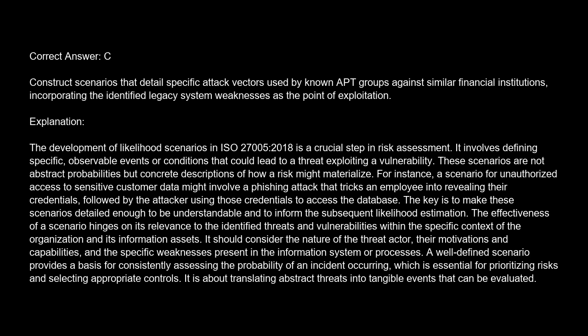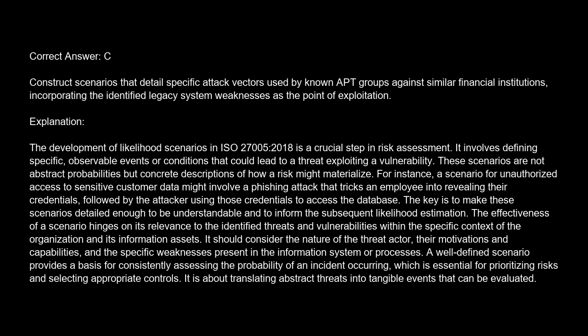It involves defining specific, observable events or conditions that could lead to a threat exploiting a vulnerability. These scenarios are not abstract probabilities, but concrete descriptions of how a risk might materialize. For instance, a scenario for unauthorized access to sensitive customer data might involve a phishing attack that tricks an employee into revealing their credentials, followed by the attacker using those credentials to access the database. The key is to make these scenarios detailed enough to be understandable and to inform the subsequent likelihood estimation.